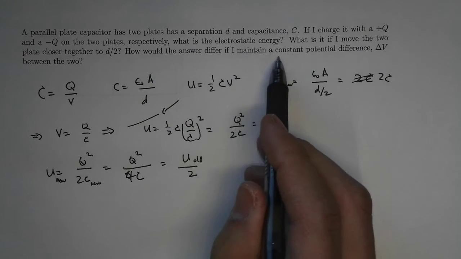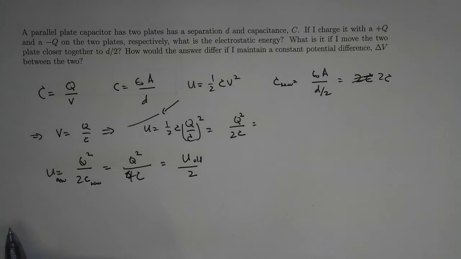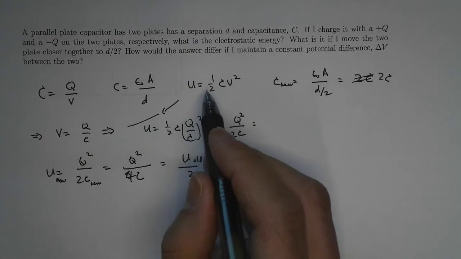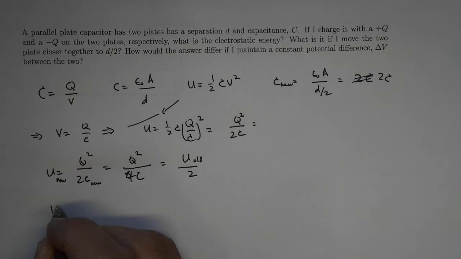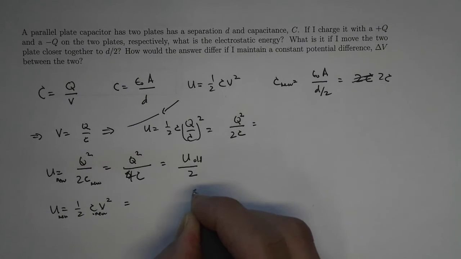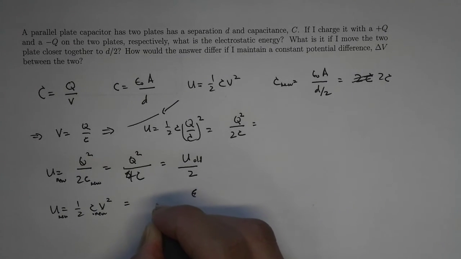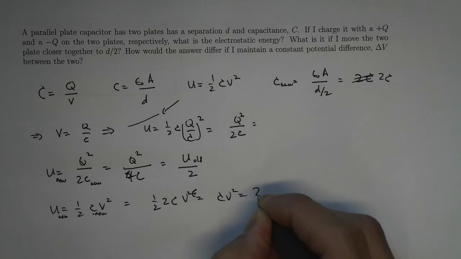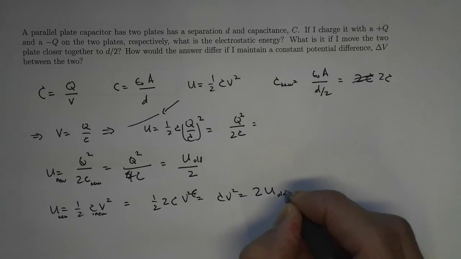How would the answer differ if I maintain a constant potential difference delta V between the two? If that is the case, we have to be careful. Let's look at this equation again. U is equal to 1 half CV squared. V is constant now, so the only thing that changes is C. Plugging in C new, this is going to be 1 half times 2 times C times V squared, which is CV squared, twice what U old was.